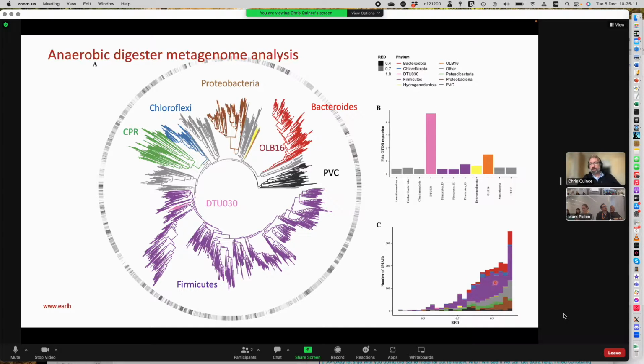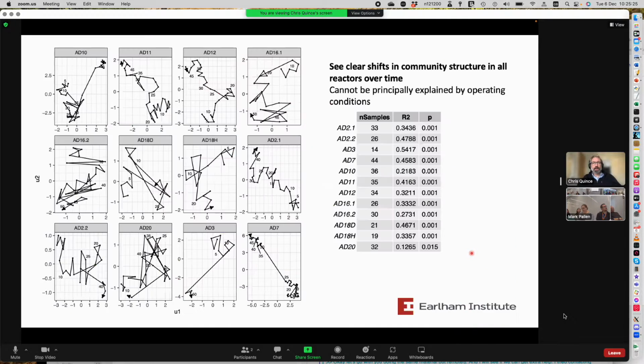Which we're showing from these values over here. I think we had something like 22 novel classes, in fact. So there's quite a degree of taxonomic novelty in these reactors still. But we don't focus so much on the diversity. To us, it's more about understanding the dynamics of the communities.